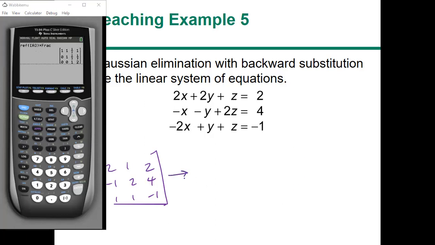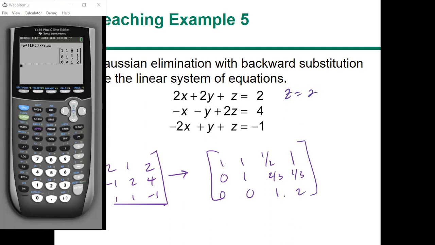So I now know that the row echelon form is 1, 1, 1/2, 1, 0, 1, 2/3, 1/3. I have 0, 0, 1, and 2. So from here, I know that z equals 2. Did we get that? The last row tells us our z. So we know z equals 2. Our second row is our y. So we have y plus 2/3 z equals 1/3. Our first row, we have x plus y plus 1/2 z equals 1.